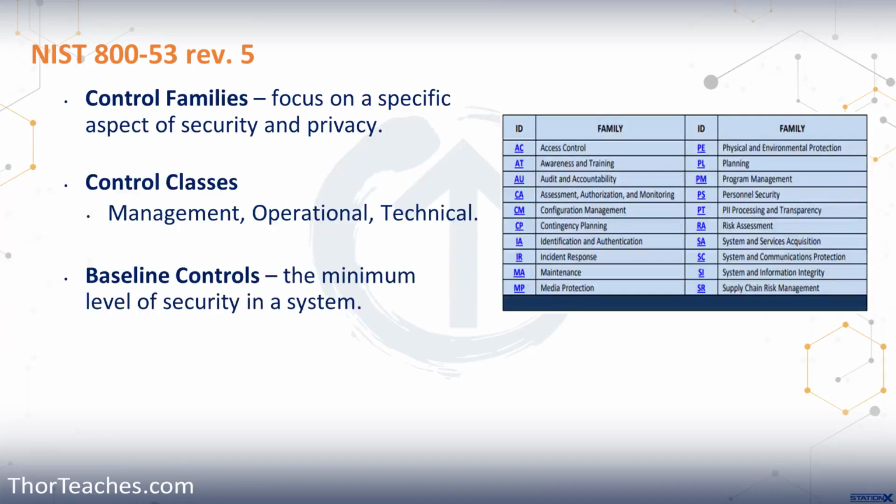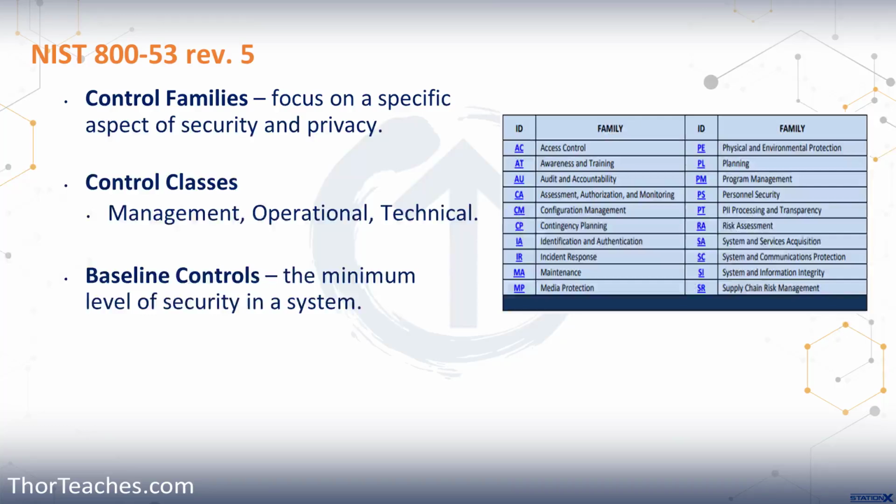Now that we've looked at the control families and the control classes, let's look at baseline controls. And these are just what they sound like. They're suggestions for baseline controls that we should have on our systems based on the impact level. And baseline really is the minimum level of security that we should have on a specific system. And we can go in here and tier our systems into impact levels. We can say low, moderate, high.